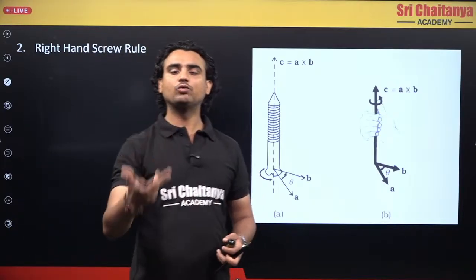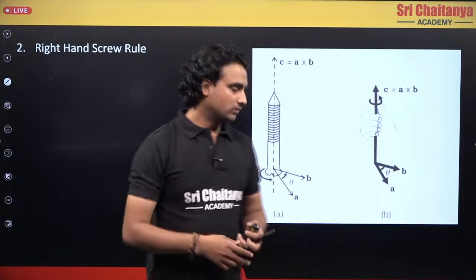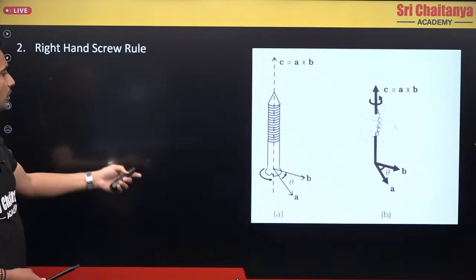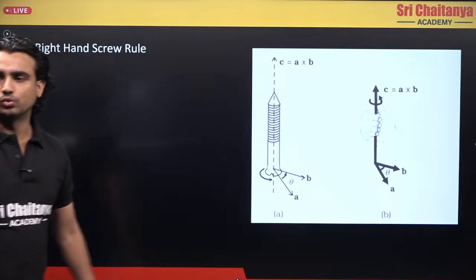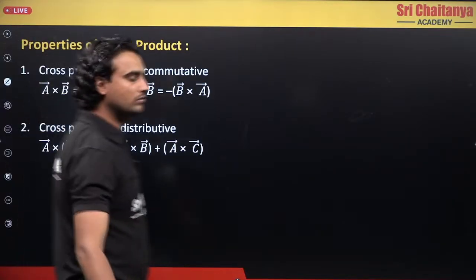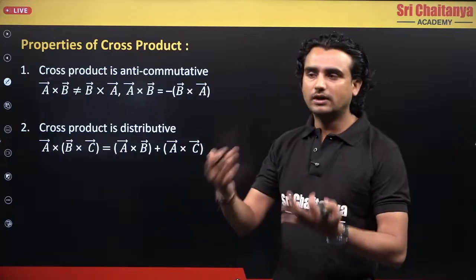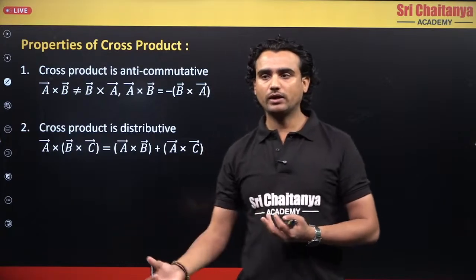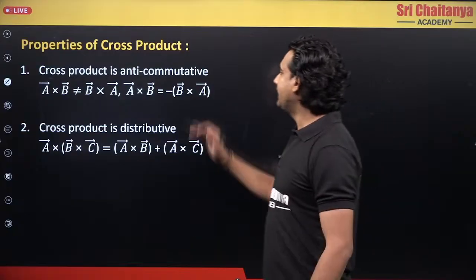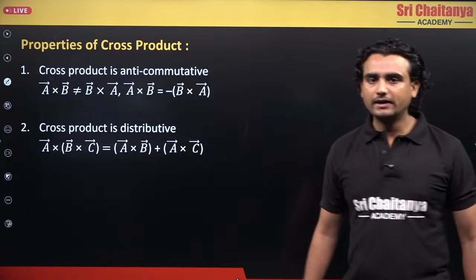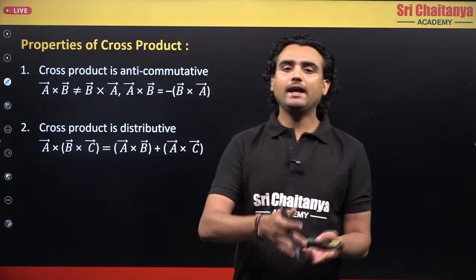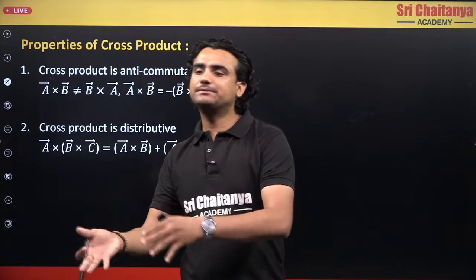You can use either the right hand thumb rule or the right hand screw rule. Next, what are the properties that we talk about? Don't worry, we'll talk more about the right hand thumb rule as we move on, but let's move forward first. Cross product is anti-commutative. Why is it anti-commutative? Because a cross b is not the same as b cross a.